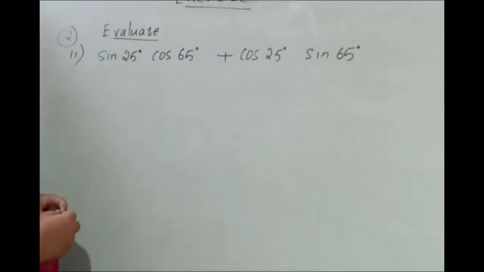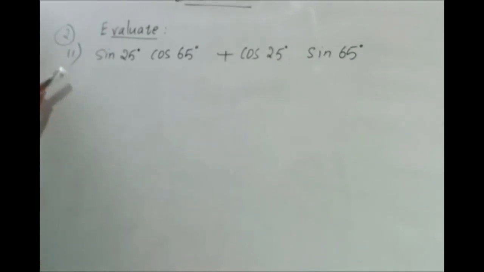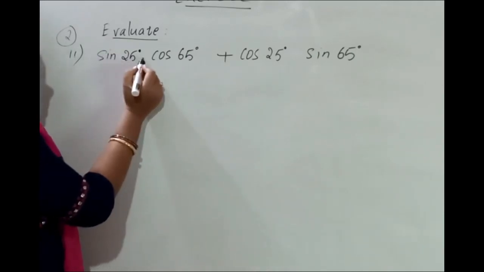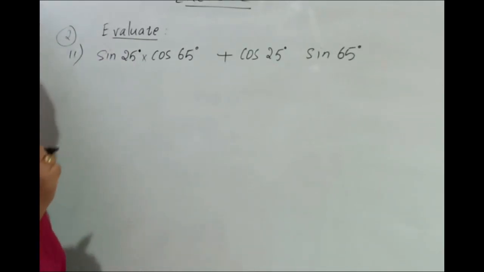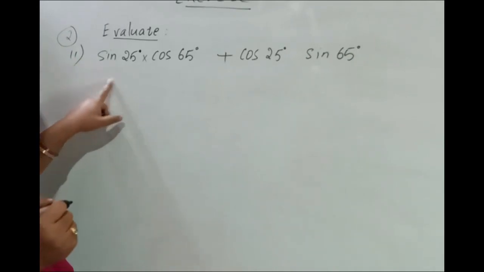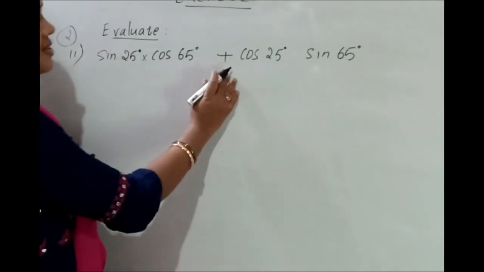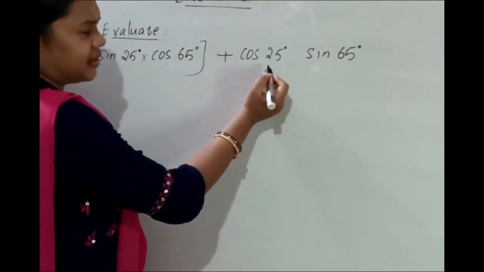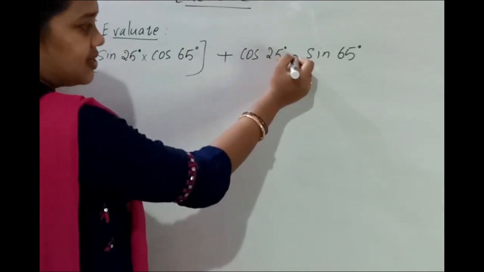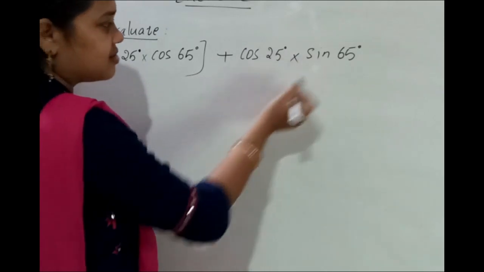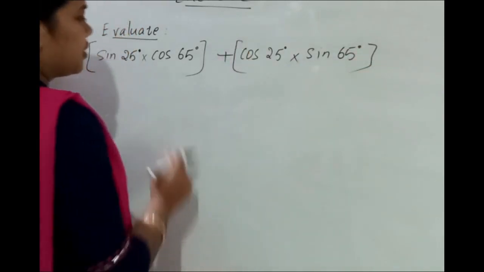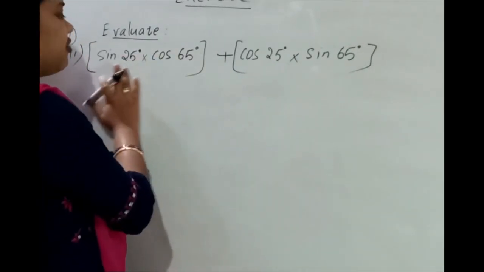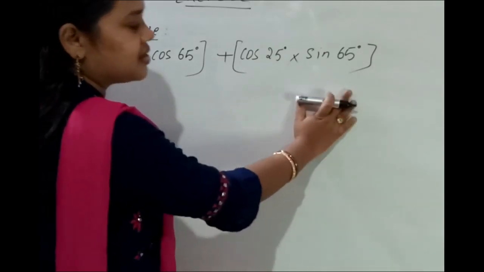So see children, the next question, second question, second bit. Evaluate sin 25 cos 65. Here in the middle nothing is there, the space means multiplication. Sin 25 degrees into cos 65 degrees, plus, this is one term, plus cos 25, space means multiplication, sin 65. This is one term, this is one term, separated by plus. Sin 25 into cos 65, cos 25 into sin 65.